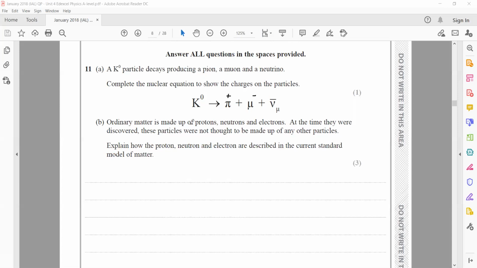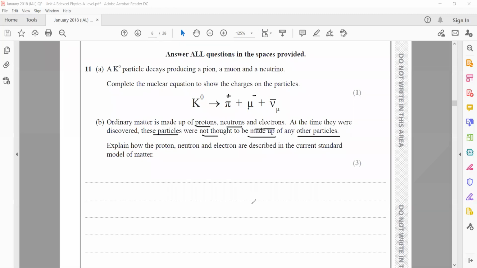Ordinary matter is made up of proton, neutron, and electron. At the time they were discovered, these particles were not thought to be made up of any other particle. When the electron, proton, and neutron were discovered, it was believed that these are fundamental particles that are not divided into further subatomic particles. Explain how a proton, neutron, and electron are described in the current standard model of matter. So how do we explain what a proton, an electron, and a neutron are in terms of the current standard model?